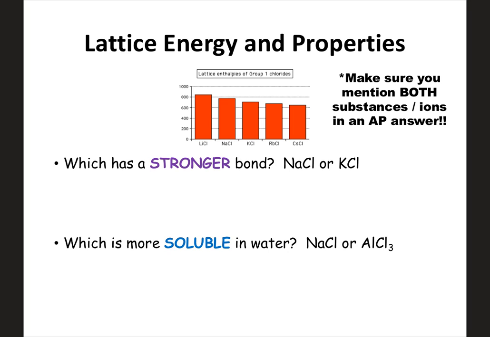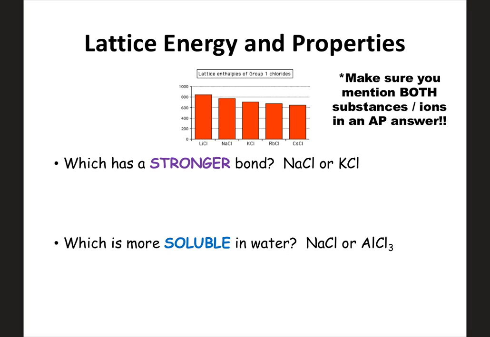When you're given a question that has multiple substances in it, you need to make sure that you are mentioning both substances in your answer. You can't just pick one substance and focus on that substance. You've got to make sure you're mentioning both substances or both ions in the actual answer. You have to remember to do that in order to get full points on the AP exam. It's just something you've got to get used to.